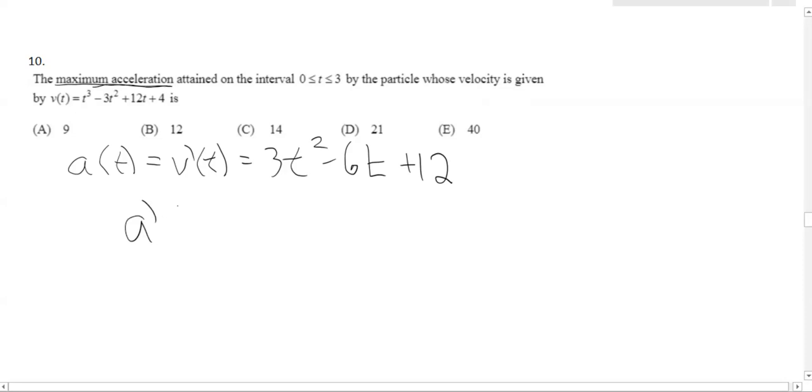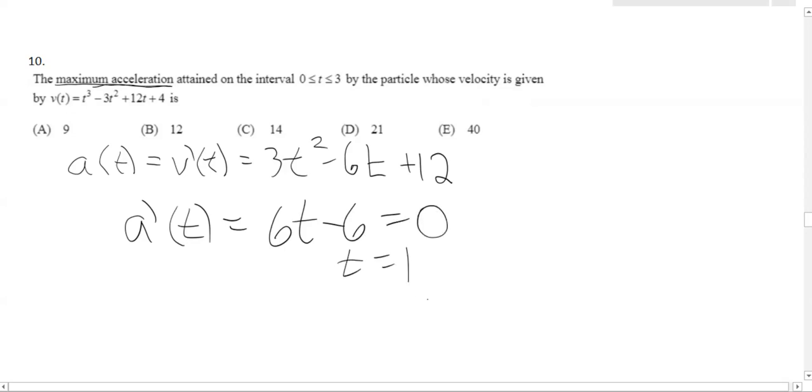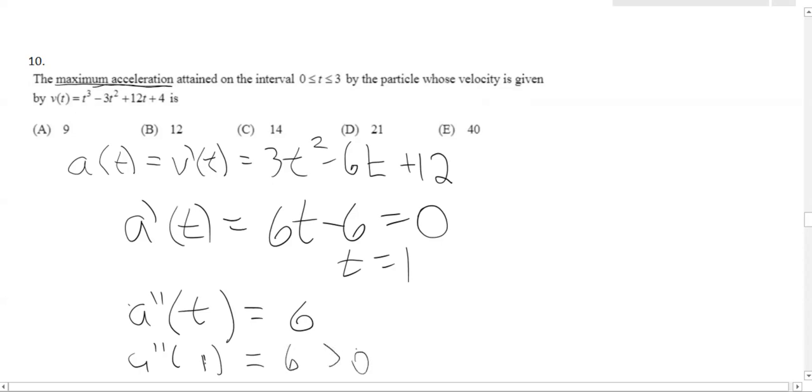So the derivative, a prime of t, is 6t minus 6. Set that equal to 0. You would get t equals 1. And then the second derivative test on that, a double prime would be equal to 6. Okay, so a double prime of 1 is equal to 6, which is greater than 0. So t equals 1 is actually the minimum acceleration.